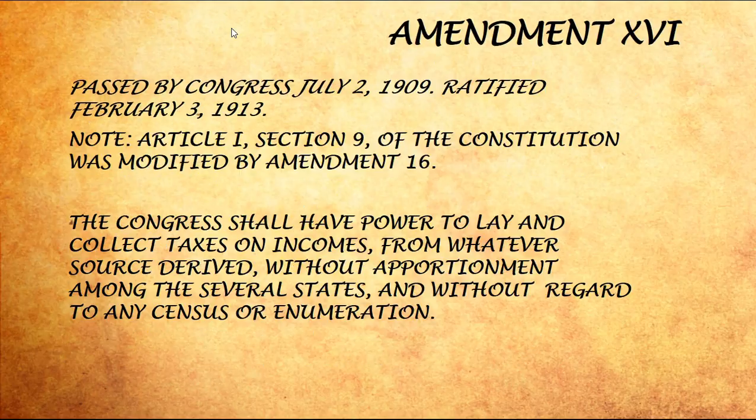The 16th Amendment, passed by Congress July 2, 1909, and ratified February 3, 1913. Note, Article 1, Section 9 of the Constitution was modified by Amendment 16. The Congress shall have the power to lay and collect taxes on incomes from whatever source derived, without apportionment among the several states, and without regard to any census or enumeration.